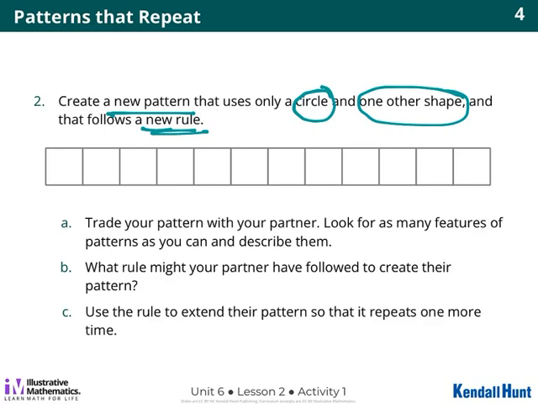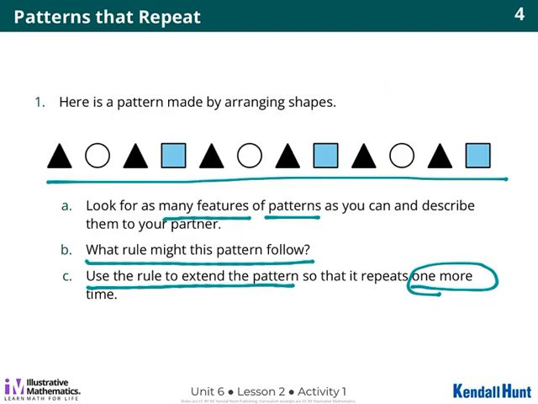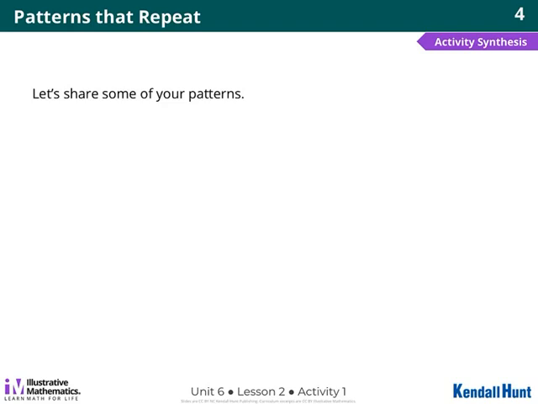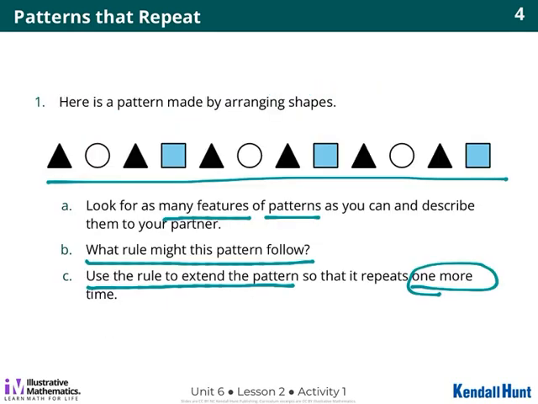Then, so part 2, you're going to trade your pattern with your partner. You're going to look for as many features of patterns as you can and describe them. So do you think you can write them down right there on your paper? Yep. What rule might your partner have followed to create their pattern? So you're going to try to find a rule and then use the rule to extend their pattern so that it repeats one more time. All right. Is there just two? There's just two. So we're going to do problems 1 and 2 and meet back here in about 10 minutes.